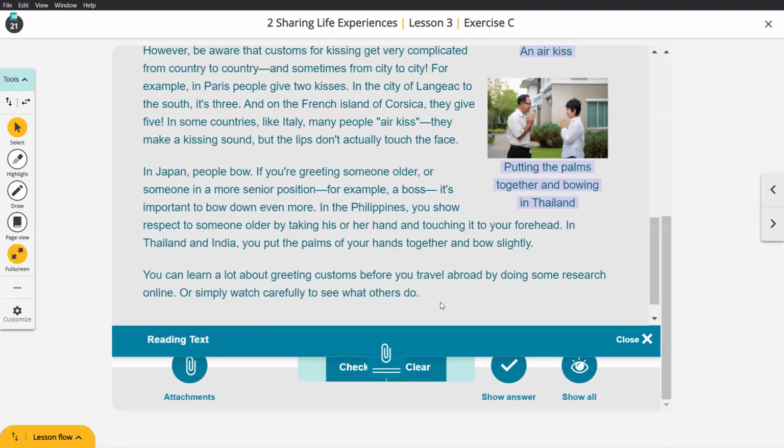You can learn a lot about greeting customs before you travel abroad by doing some research online or simply watching carefully to see what others do.